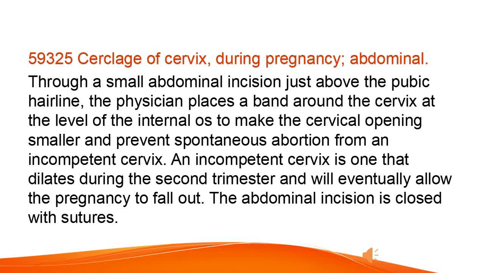Cerclage of cervix, during pregnancy, abdominal. Through a small abdominal incision just above the pubic hairline, the physician places a band around the cervix at the level of the internal os to make the cervical opening smaller and prevent spontaneous abortion from an incompetent cervix. An incompetent cervix is one that dilates during the second trimester and will eventually allow the pregnancy to fall out. The abdominal incision is closed with sutures.